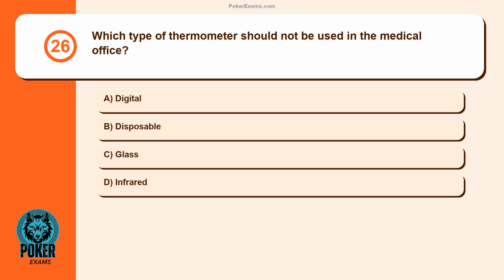Question 26. Which type of thermometer should not be used in the medical office? Digital, disposable, glass, infrared.